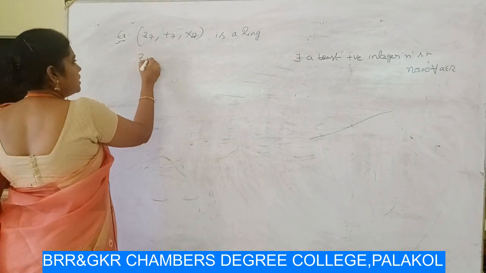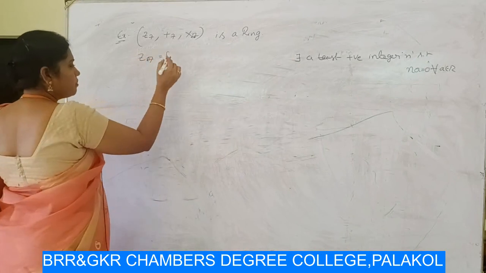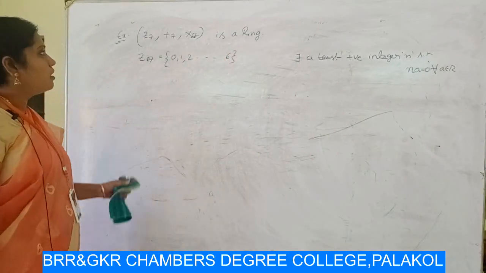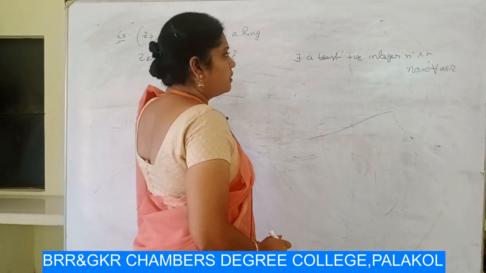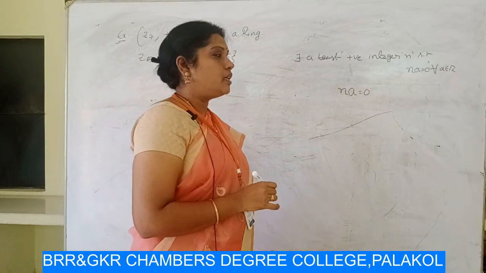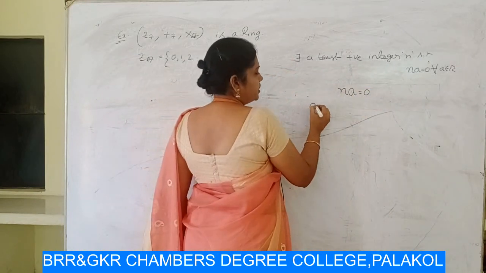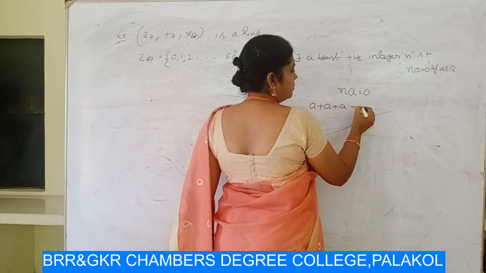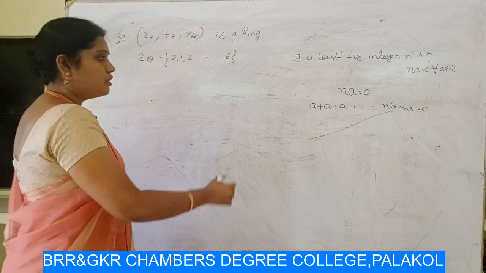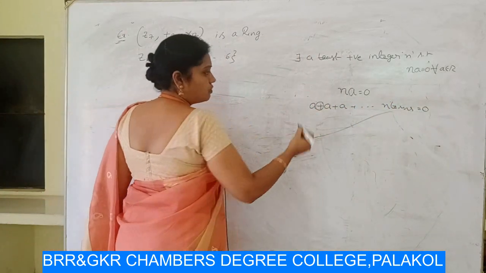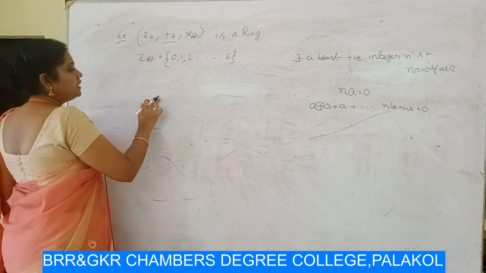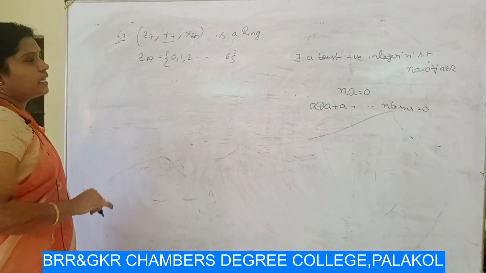Here Z7 contains the elements 0, 1, 2, 3 up to 6. The binary operations are addition modulo 7 and multiplication modulo 7. Here na means an integral multiple of an element a, that can be represented as a plus a plus a, up to n terms, equal to 0. Usually this operation is ordinary addition, but here we have addition modulo 7, so we use addition modulo 7 in this example.